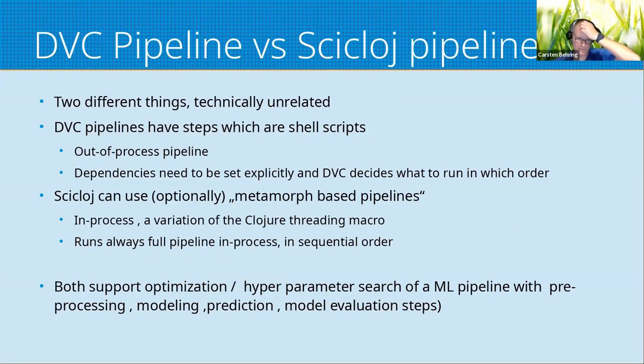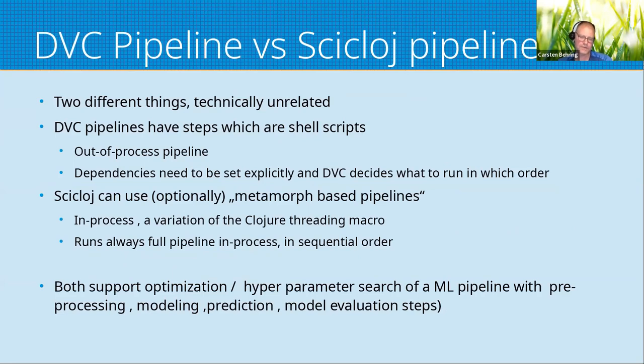Then before we dive a little bit more into the code, I don't know how many of you are familiar with the scicloj.ml metamorph concept of pipelines. We use the word pipelines in both. I don't want to give an introduction, but just for the people who haven't heard it, this scicloj machine learning library, which I'm developing, has a certain concept of a pipeline as well, which maybe the simplest way to think about is that it's an extension of the Clojure threading macro.